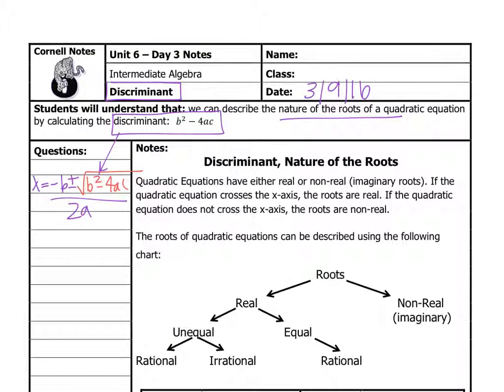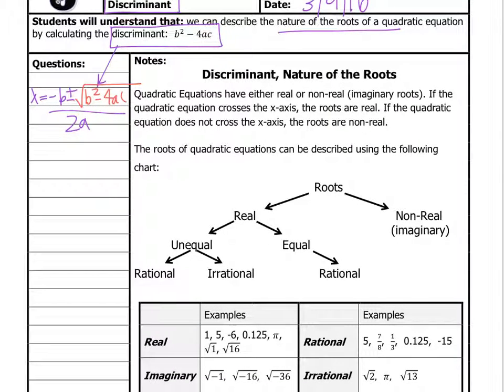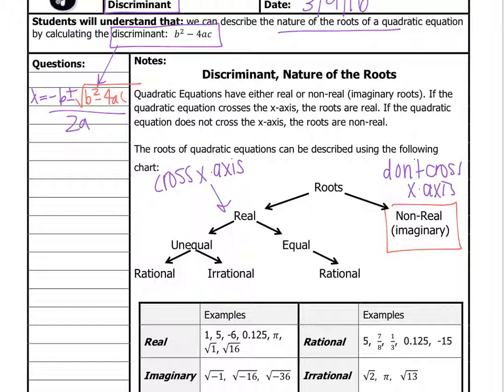non-real. And we're just going to kind of look our way through this flow chart here. Roots can be described as real or non-real, or in other words, imaginary. If they are real, then they cross the x-axis. If they are non-real, then they don't cross the x-axis. If they are non-real, then that's where we stop. We don't describe them any further because they are, in fact, imaginary. However, if they're real, we can keep going.